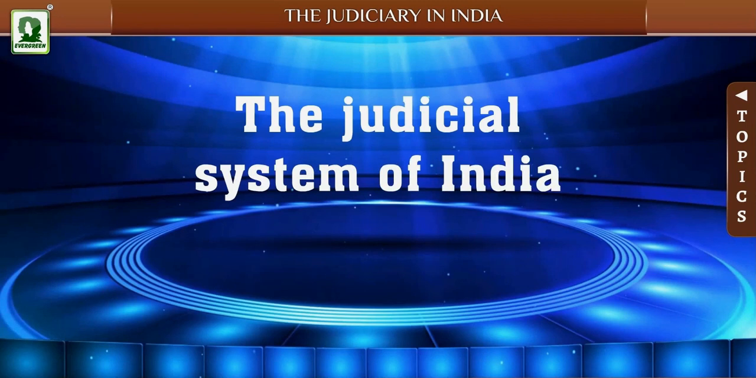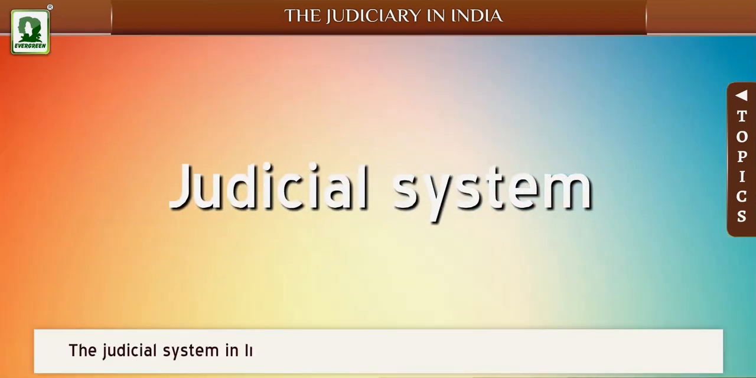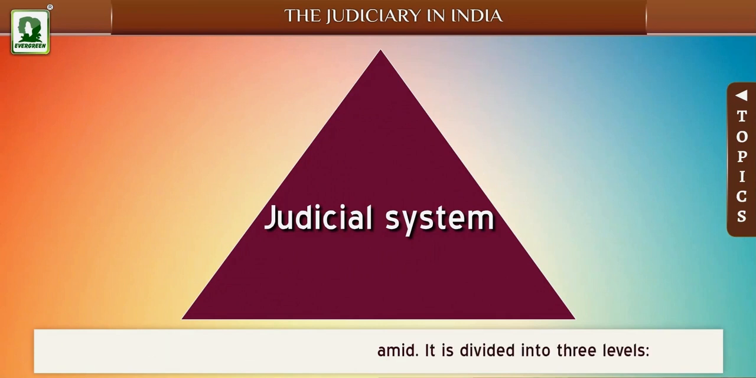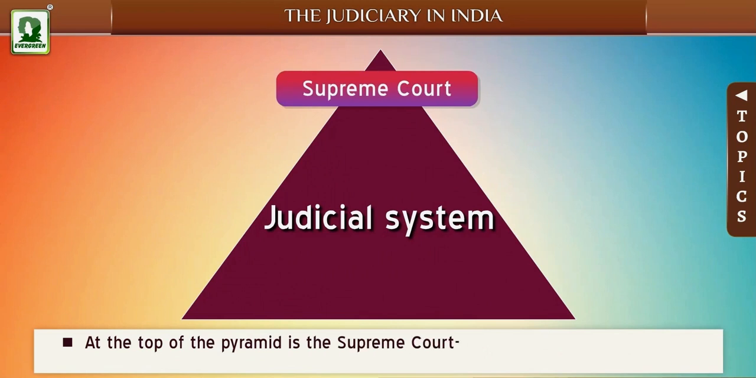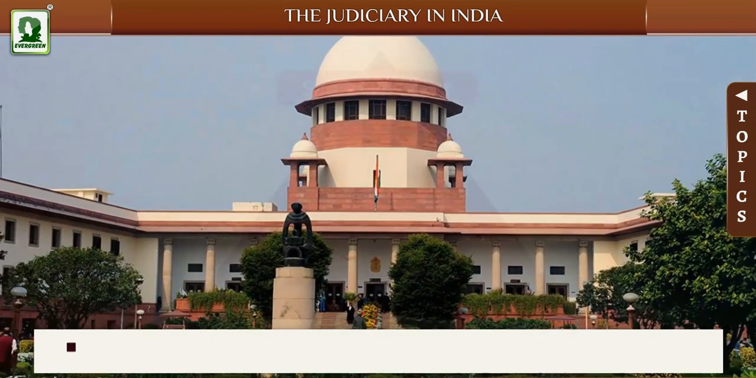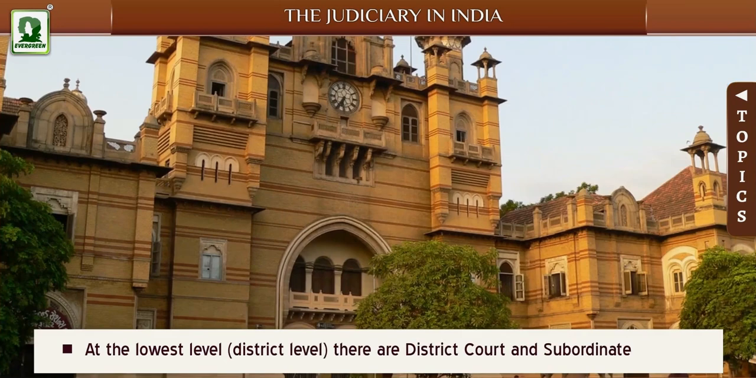The judicial system of India. The judicial system in India is like a pyramid. It is divided into 3 levels. At the top of the pyramid is the Supreme Court, the highest or the apex court of India. It is followed by High Courts at the state level. At the lowest level, the district level, there are district courts and subordinate courts.